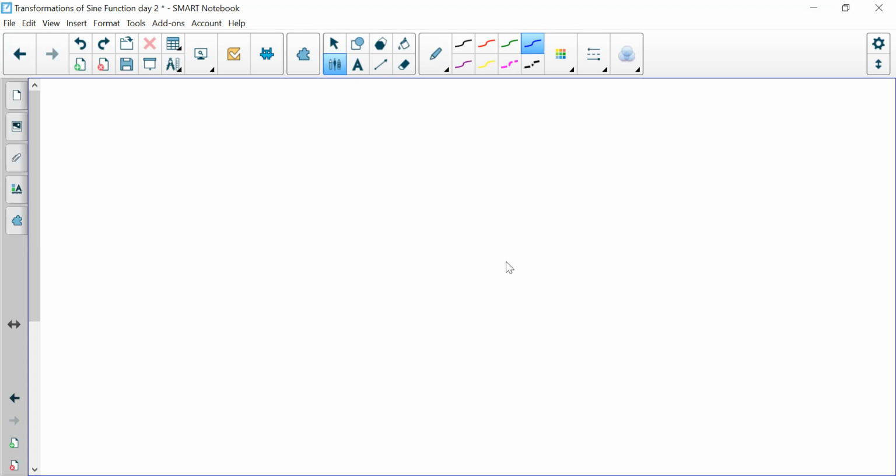Your C value is the shifting up or down. They did C before D. The C value is your up or down. The D value is shifting left or right.